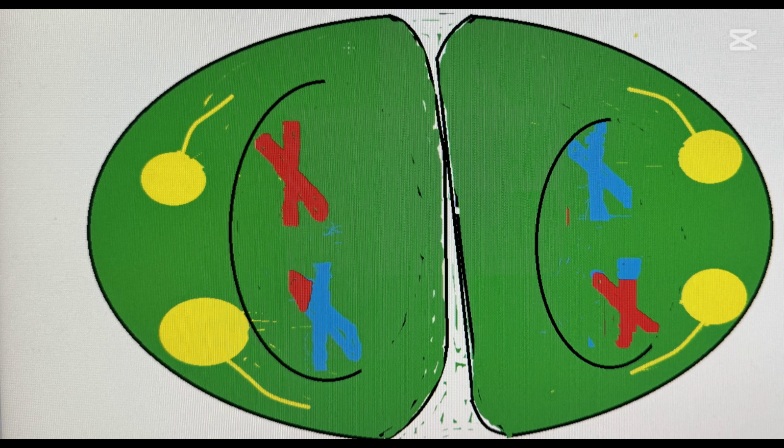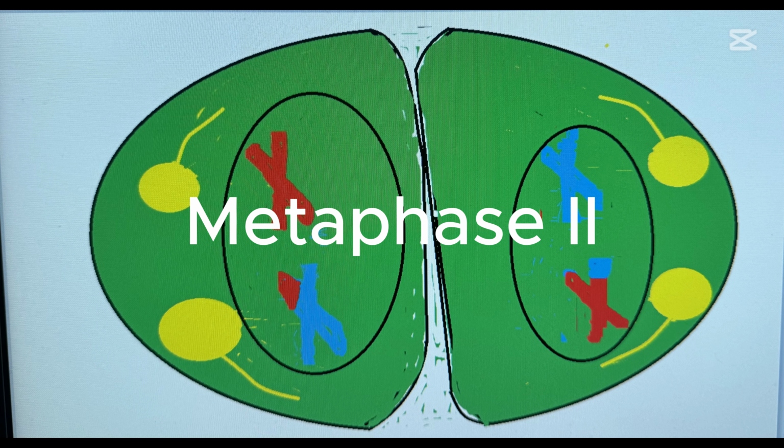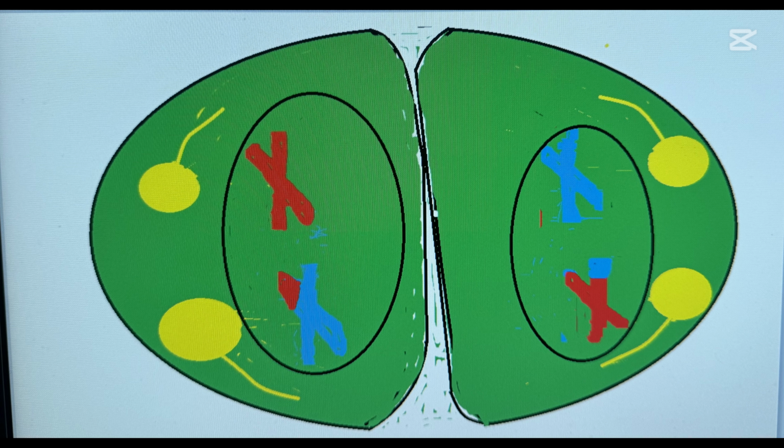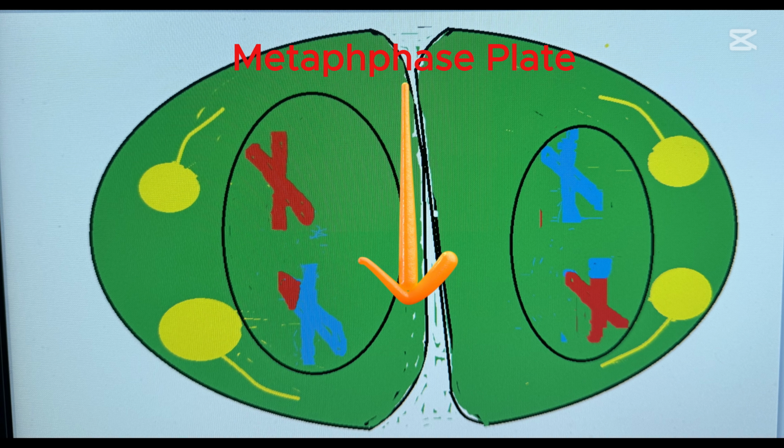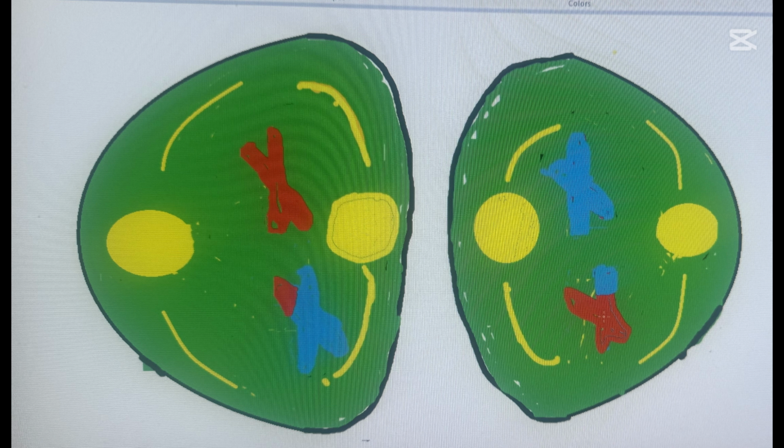Now, metaphase 2 is where the individual chromosomes line up along the center of the cell, called the metaphase plate, where spindle fibers are attached to the centromeres of the chromosomes. Here in metaphase 2, the chromosomes are ready to be separated into sister chromatids during the next phase, as the spindle fibers pull the chromosomes apart to the opposite poles of the cell. That is anaphase 2.